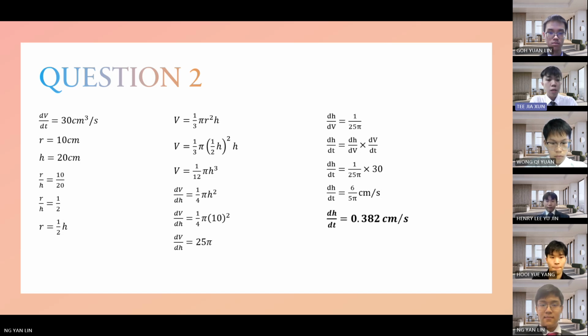We are given dV over dt equals 30 cm cubed per second. To find the rate at which the water level is rising, dH over dt, we need to differentiate V equals 1/12 pi h cubed with respect to h. Hence, dV over dH equals 1/4 pi h squared. Now, we can substitute h equals 10 centimeters into the equation. So, we get dV over dH equals 25 pi.